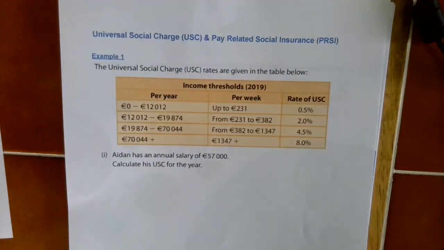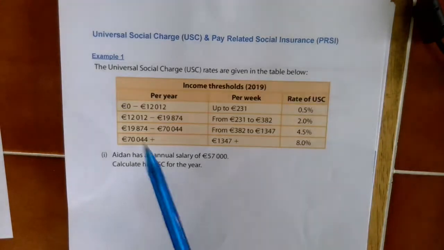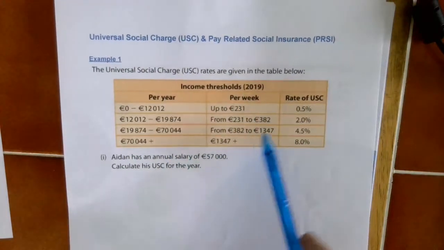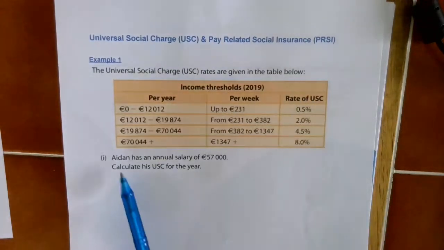So this example is on income tax part 2. Okay, so there's a few additional things that we have to calculate as well: universal social charge and PRSI. So you can see the universal social charge rates for the year and for the week here, and then you can see the actual percentages. Okay, so here's an example.